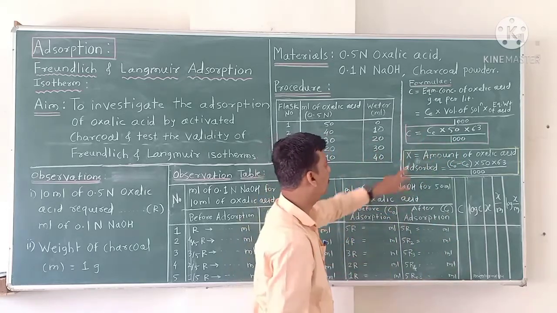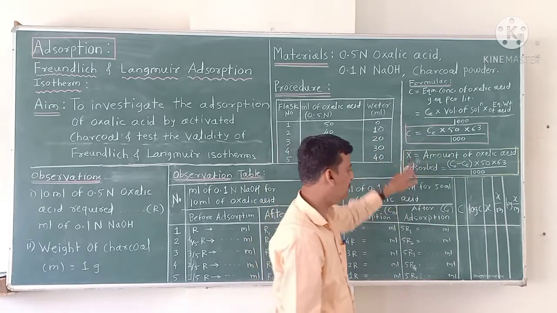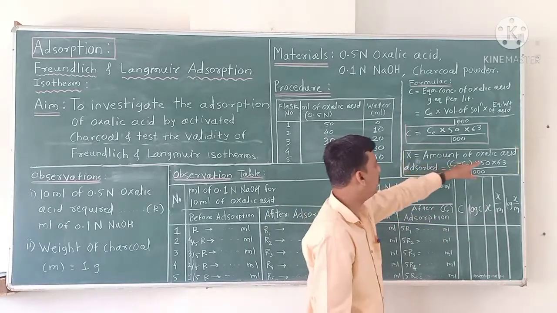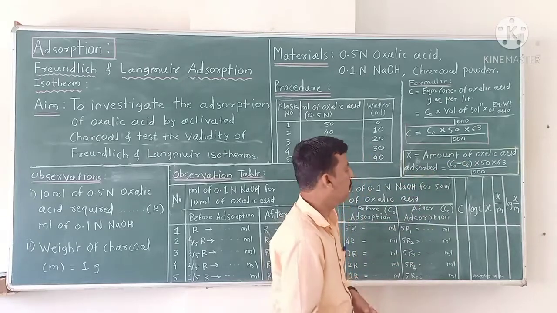Here X is the amount of oxalic acid that we have to calculate in this table, the amount of oxalic acid adsorbed on the charcoal.